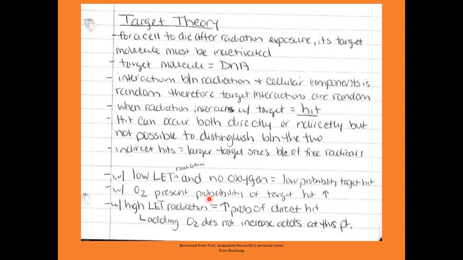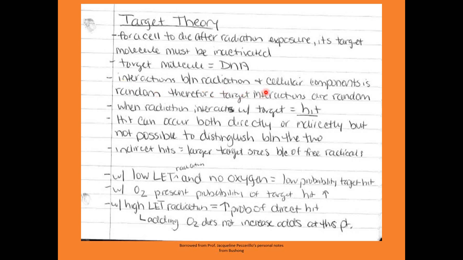And here is the target theory broken down. For a cell to die after radiation exposure, its target molecule must be inactivated. I will say that again. For a cell to die after radiation exposure, its target molecule must be inactivated. And that target molecule is your DNA. So the DNA has to be inactive in order for that cell to die.